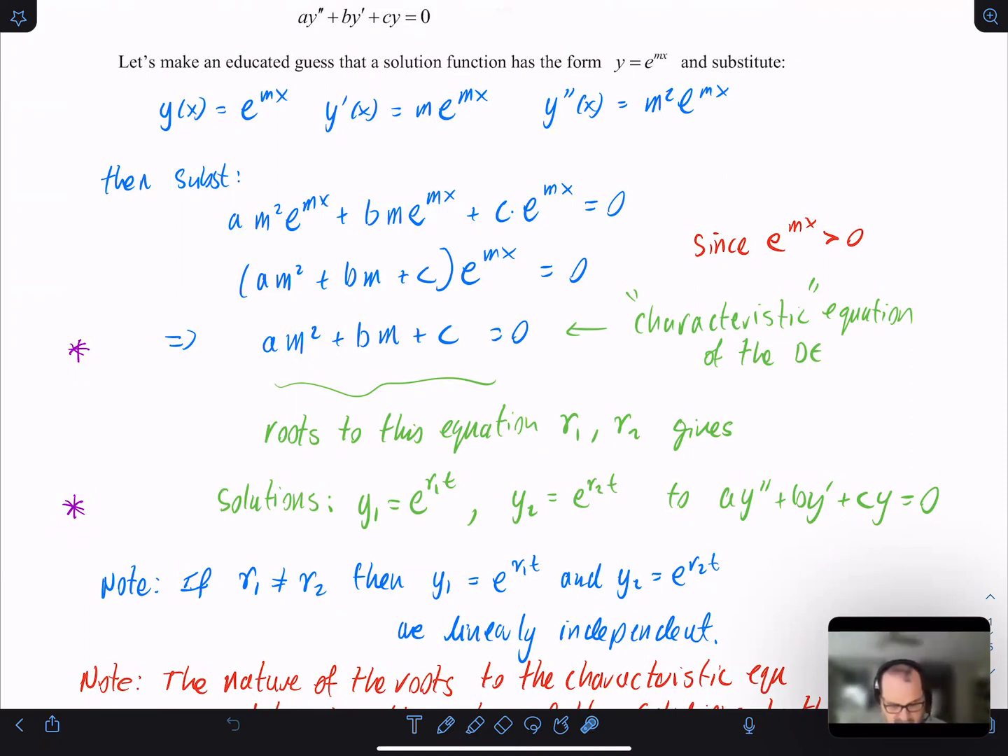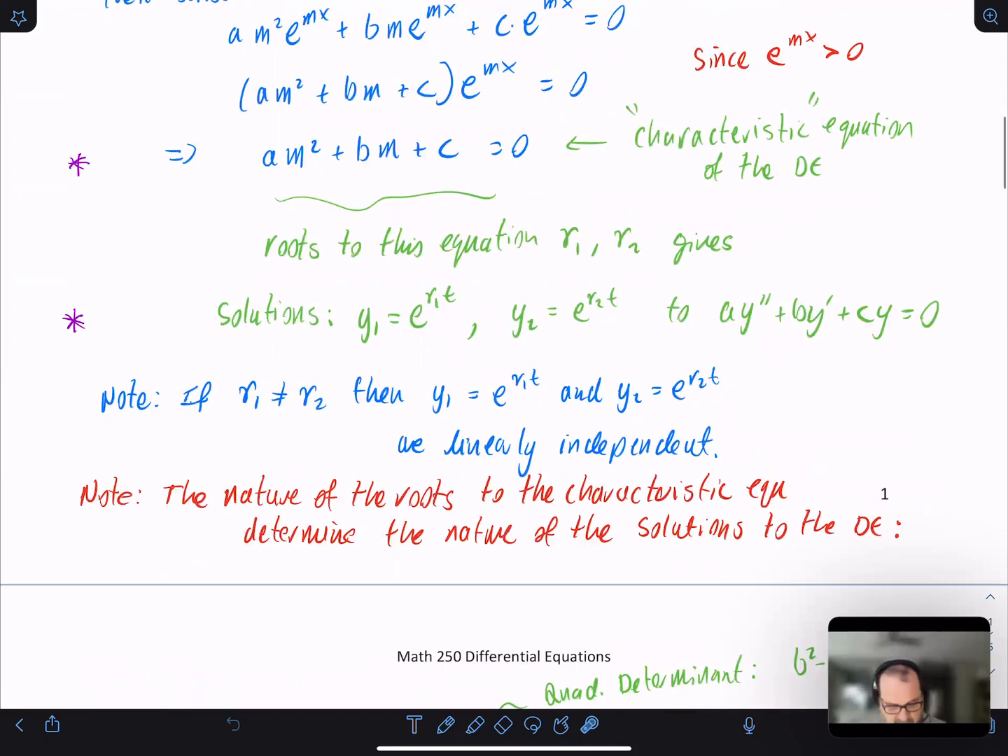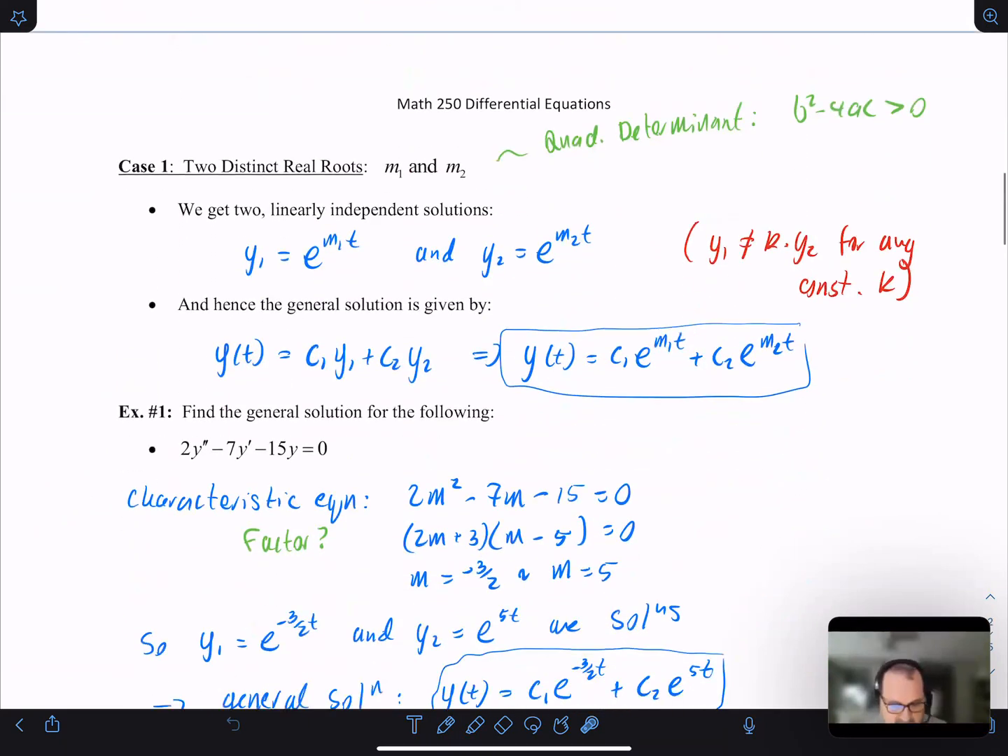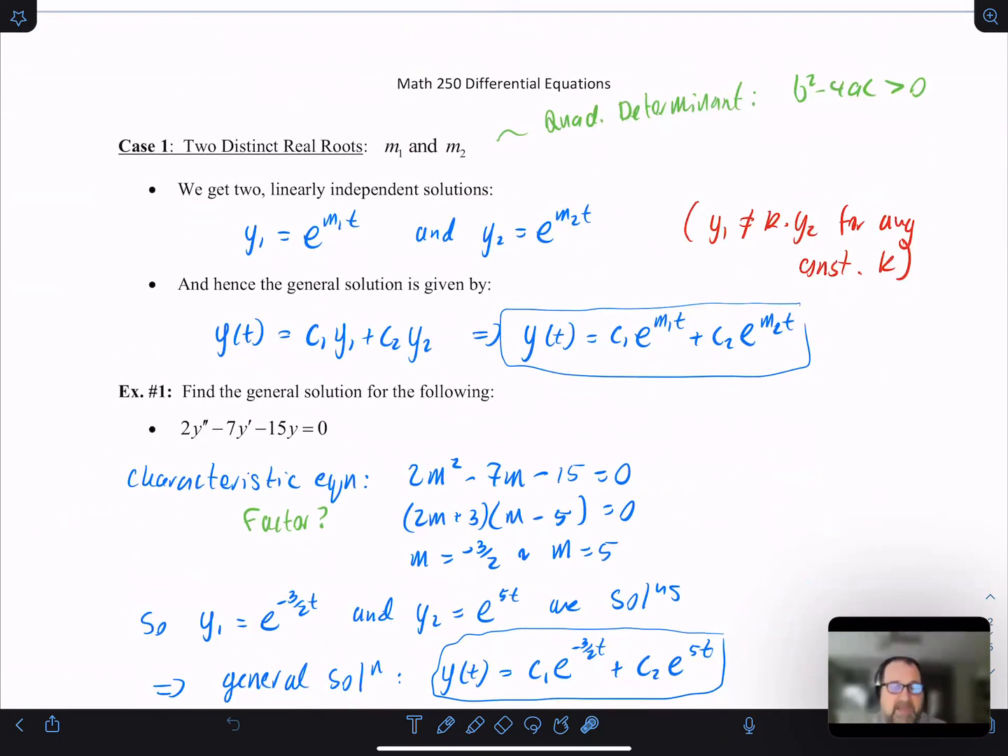All right, then. So this is sort of the big picture so far. The nature of the roots to the characteristic equation is actually what tells us the nature of the solutions to the DEs of this sort. So that is the big picture here. So let's take a look at this a little bit. We're going to take a look together now at the easiest case.